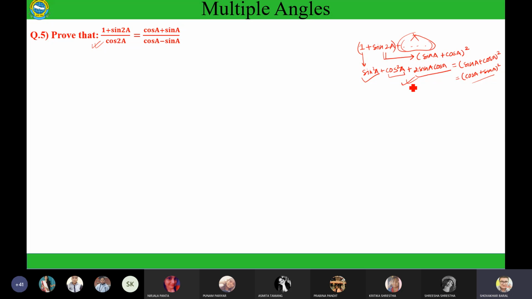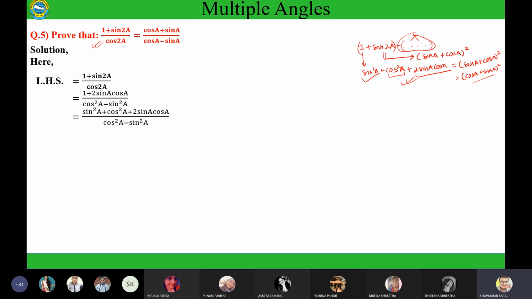Okay, so I will be using the same concept here. Solution: LHS is equal to 1 plus sin 2a by cos 2a. As I told you earlier, it is better to remember it.